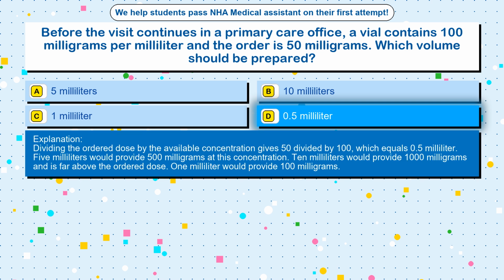Dividing the ordered dose by the available concentration gives 50 divided by 100, which equals 0.5 milliliter. 5 milliliters would provide 500 milligrams at this concentration. 10 milliliters would provide 1000 milligrams and is far above the ordered dose. 1 milliliter would provide 100 milligrams.